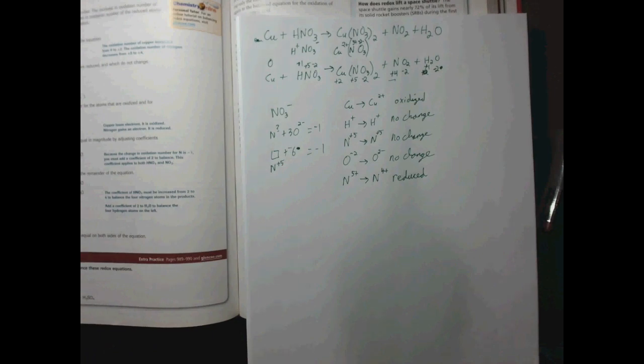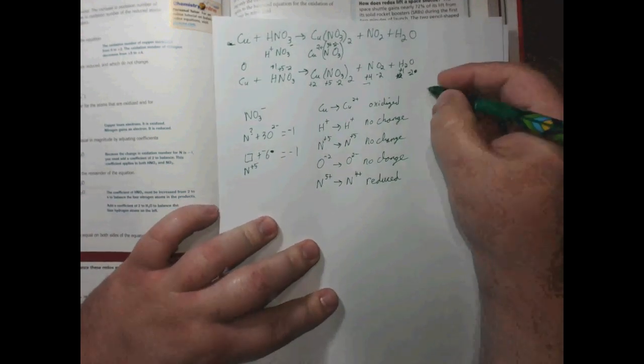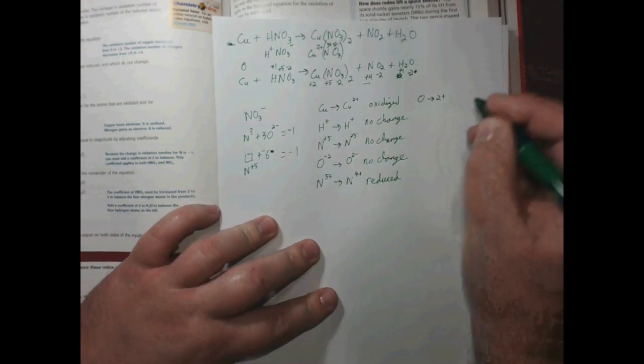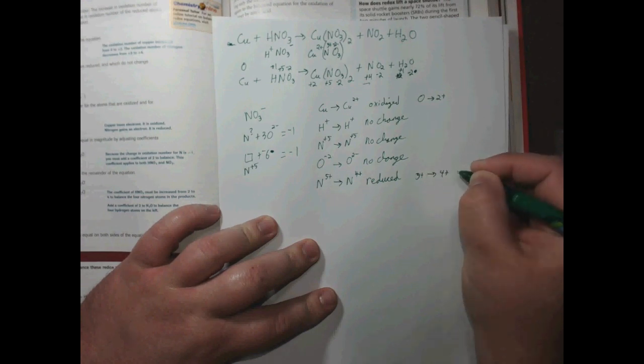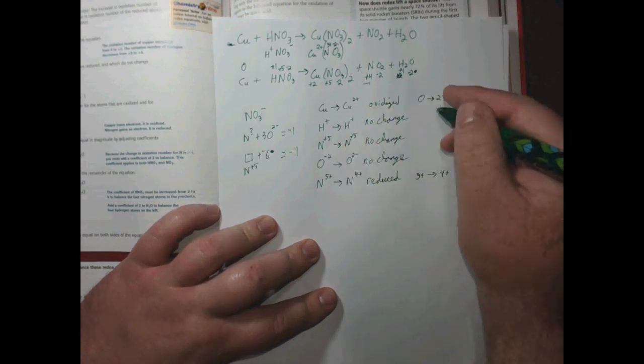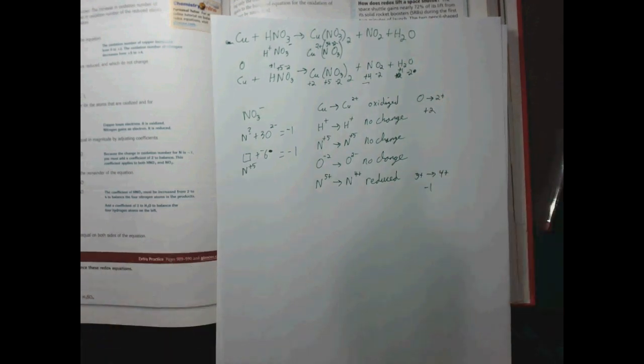Now, determine the change in oxidation number for the atoms that are oxidized. That's what we just did, right? So copper goes from 0 to 2 plus, and this went from 5 plus to 4 plus, right? So it added 2. Here it subtracted 1, right? All right.